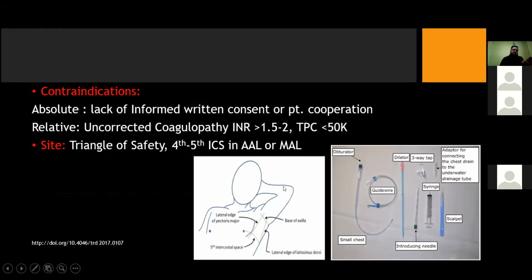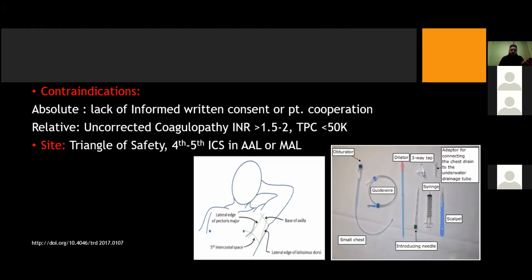There are some contraindications regarding the chest tube, but in the emergency, we look very little into this. The absolute contraindication is lack of informed written consent or patient cooperation. In the time of an accident, if there is no one with the patient, then we will proceed with whatever is beneficial for the patient. But if the patient is in a state of giving consent, then obviously we will take consent from the patient or the patient party.